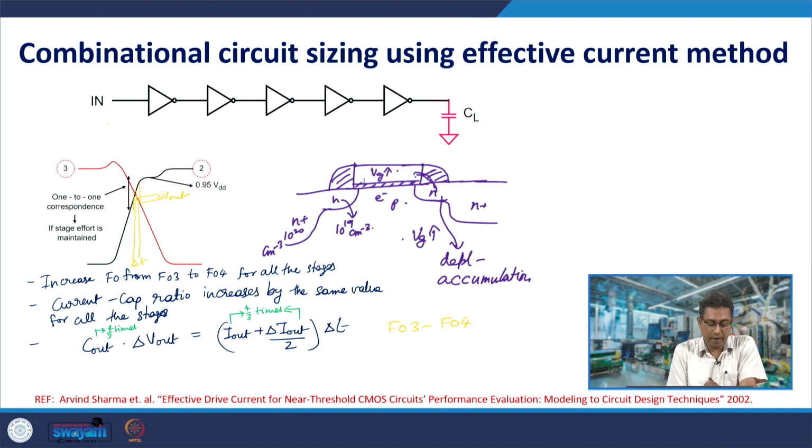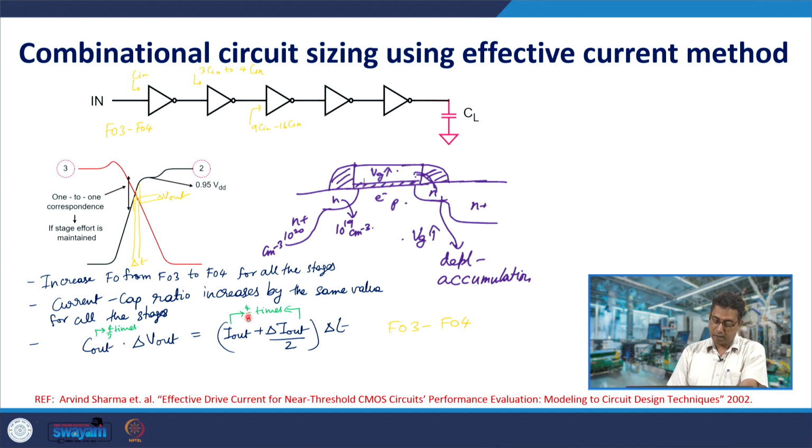So, if you increase the fan out ratio from FO3 to FO4, if this is size C in, then this will increase from 3 C in to 4 C in. Likewise, this would increase from 9 C in to 16 C in. So, you would observe that the capacitance also increases by 4/3 times for all the stages.